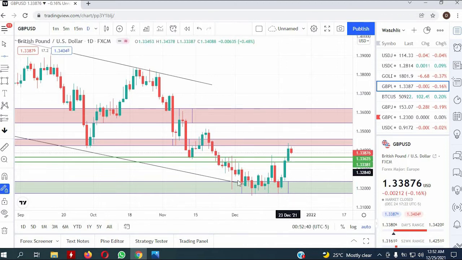Now the GBP USD is attempting to make a reversal by breaking out of this level right here. So the GBP USD is currently gaining resistance in this area.